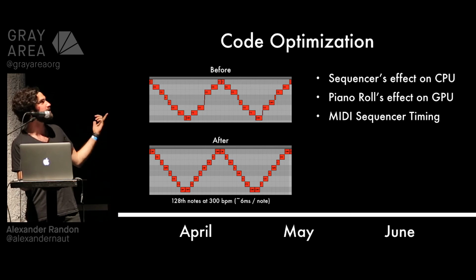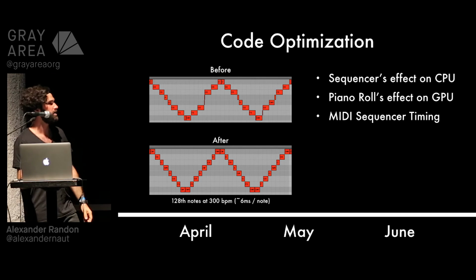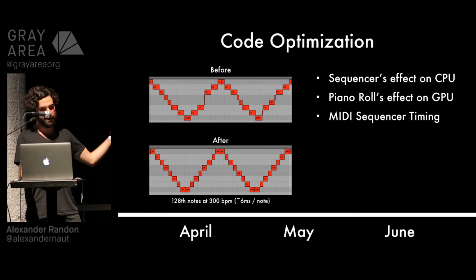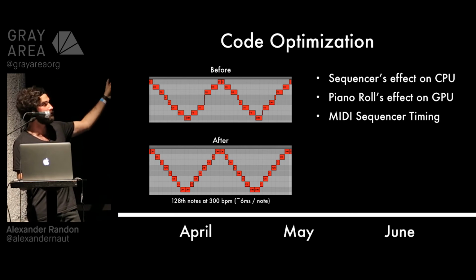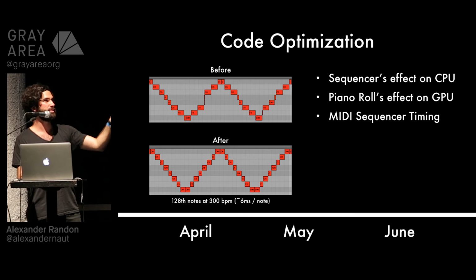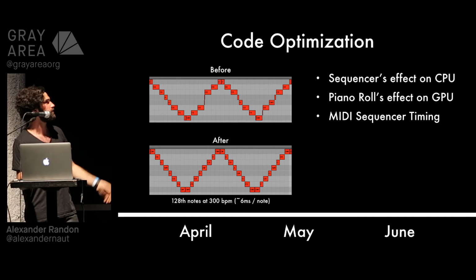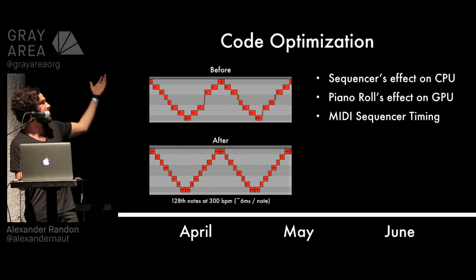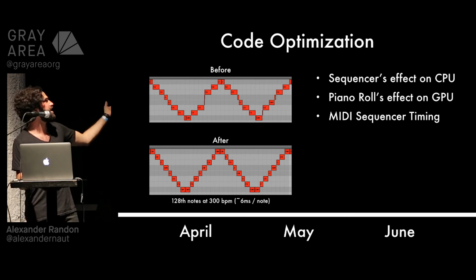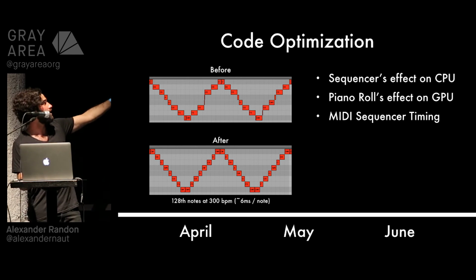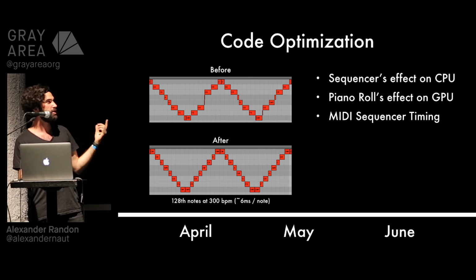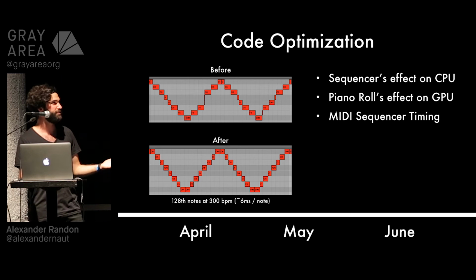All right, one other thing I spent a lot of time on is this MIDI sequencer timing. This is also in the crazy situation. On the left we have MIDI notes from Fugue being recorded into a different software application, actually being recorded by Ableton Live, if you're familiar. And on the top we have the before, and the bottom we have the after. And these notes are 128th notes at 300 BPM, and that's about 6 milliseconds per note, super crazy fast.